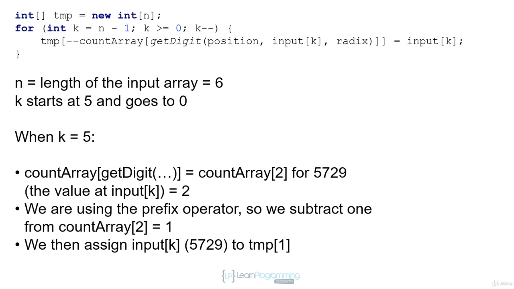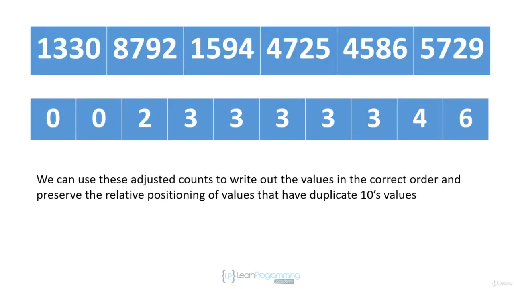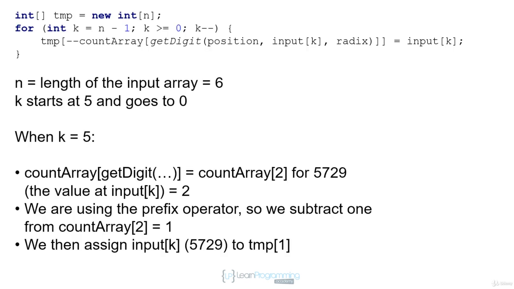So when k is 5, we're going to get the digit in the tens position. That's what that get digit method is doing. And we're going to get it for input k, and k is starting at 5. So if we go back, that's 5729. We're going to look at count array 2, because we're going to figure out that the get digit call is going to return 2. And so we're going to index count array 2, and we're using the prefix operator. So we're going to subtract 1 from count array 2. That's going to give us 1. And then we're going to assign input k, which we just saw back here is 5729. We're going to assign that into temp 1.